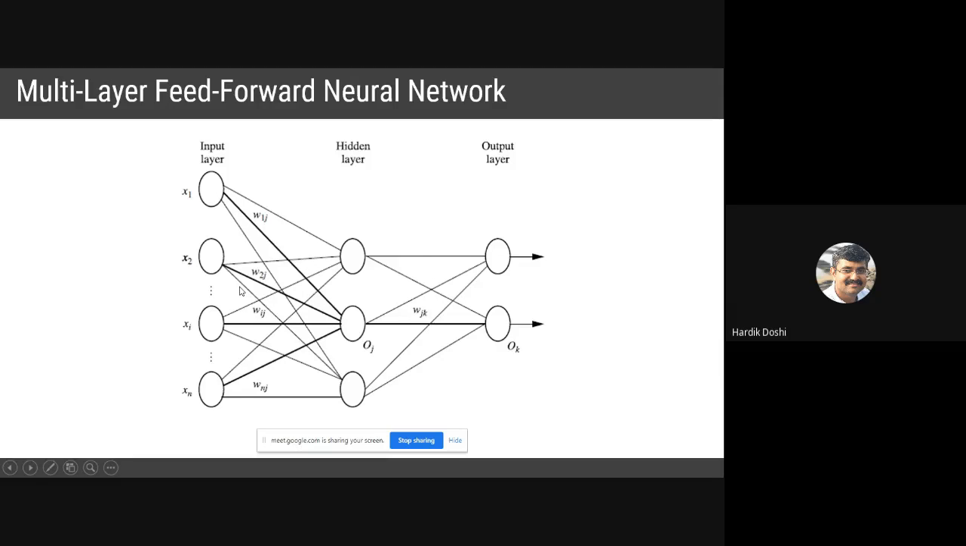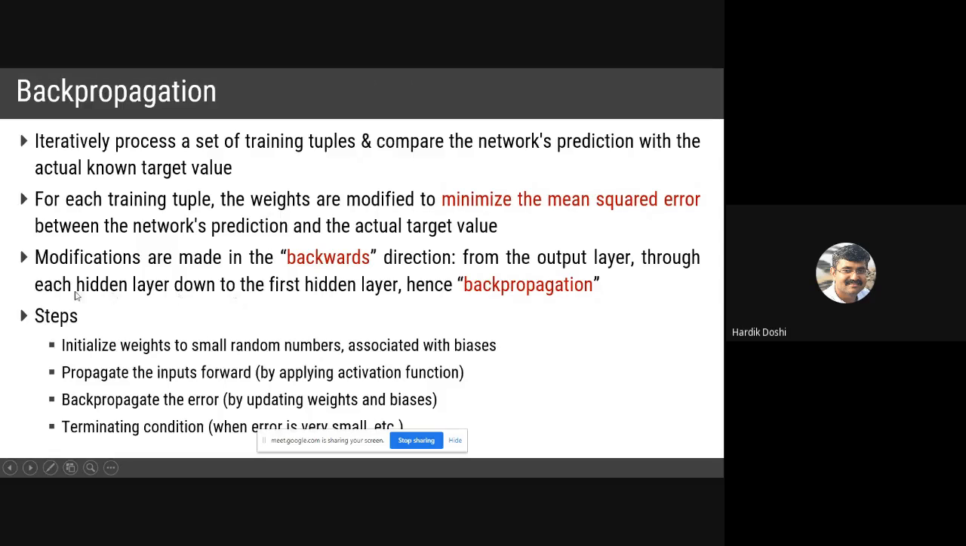Fine. So that is why it is termed as back propagation method. Lastly, what steps we need to perform? Initialize weights to small random numbers associated with the biases.